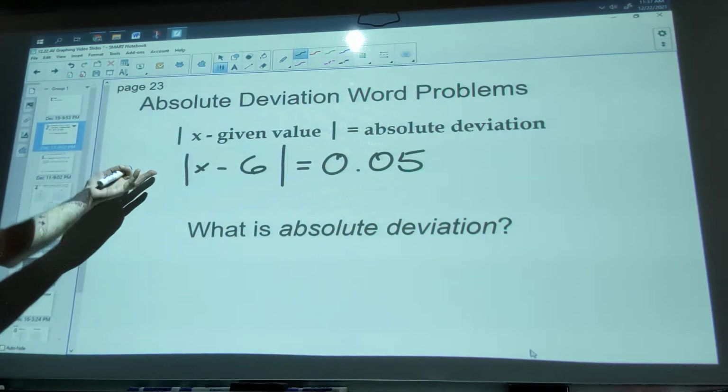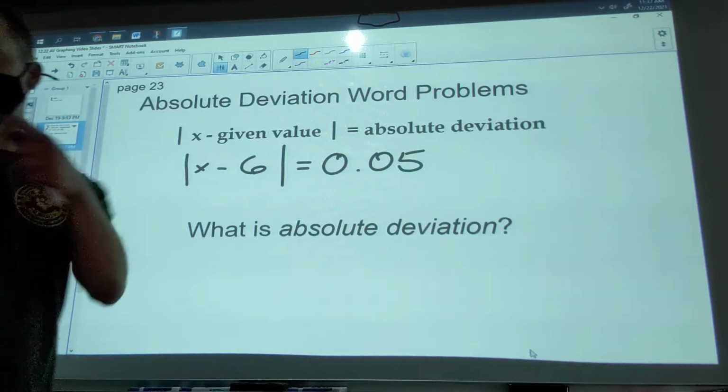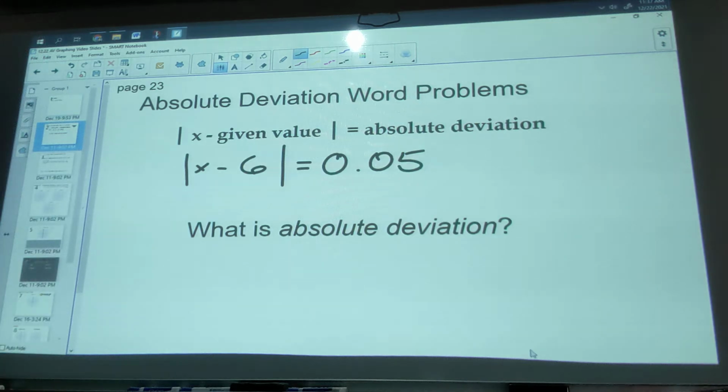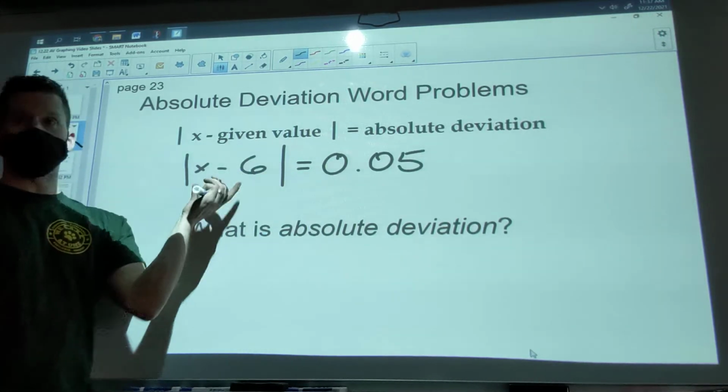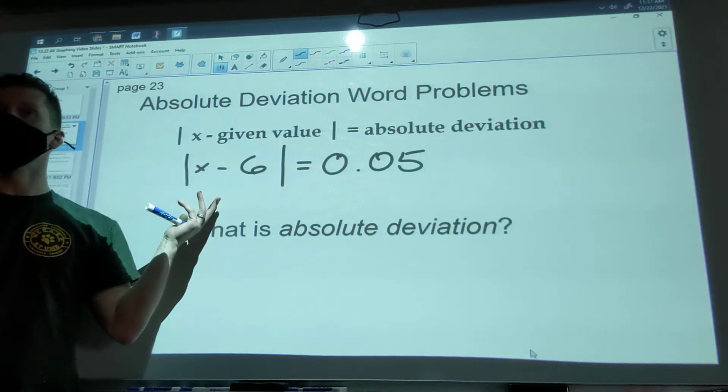So, what does this look like? Does this look like something we've been solving? Absolute value, yeah, very good. Absolute value equations, right? So we can go ahead and solve this, right? Are the absolute value bars currently isolated? Yeah, right? So what do we do to get x by itself?